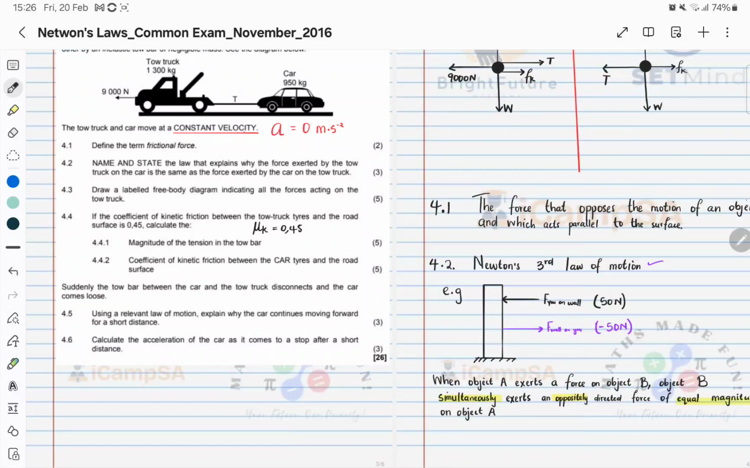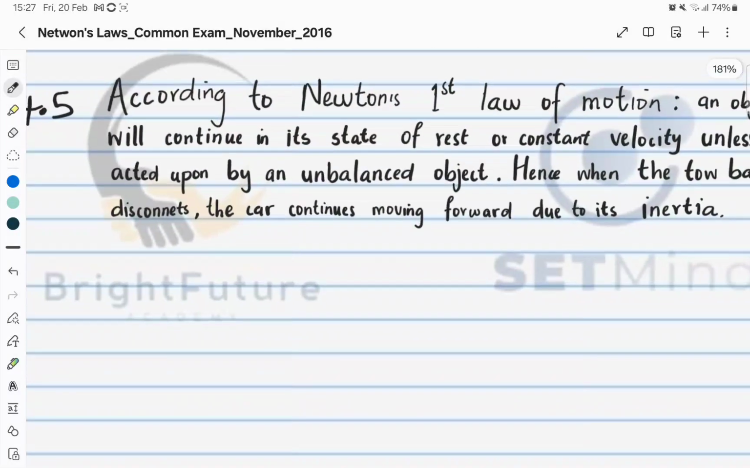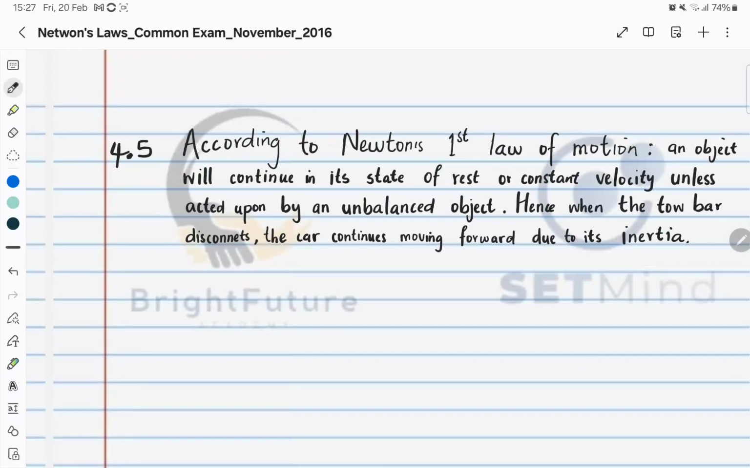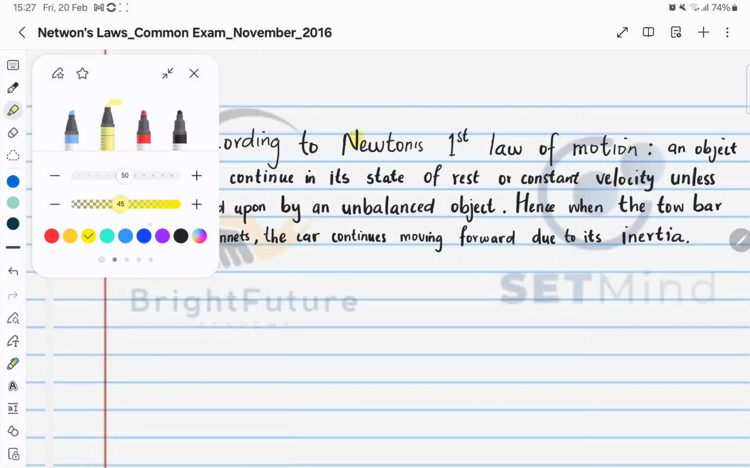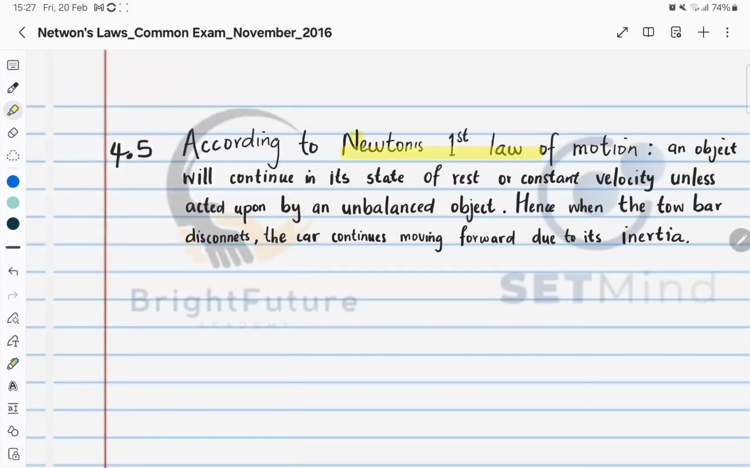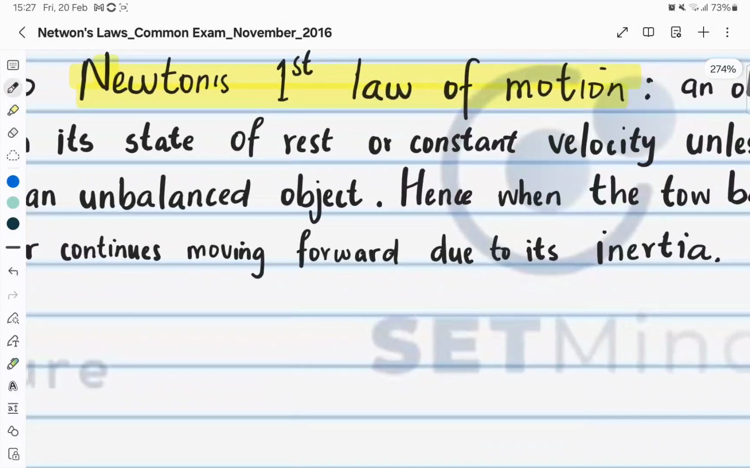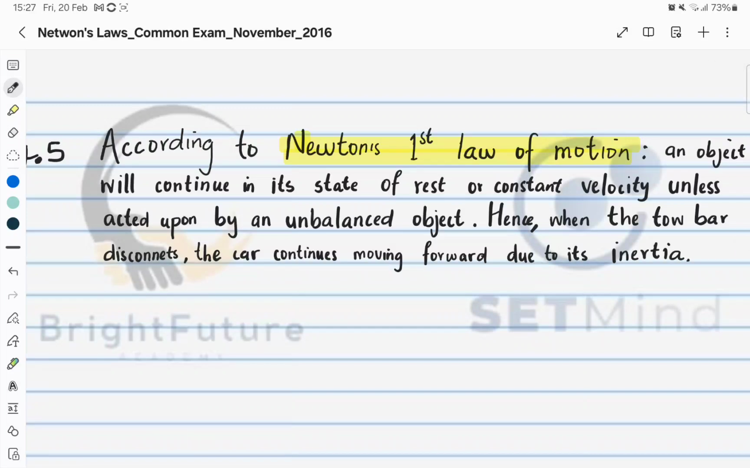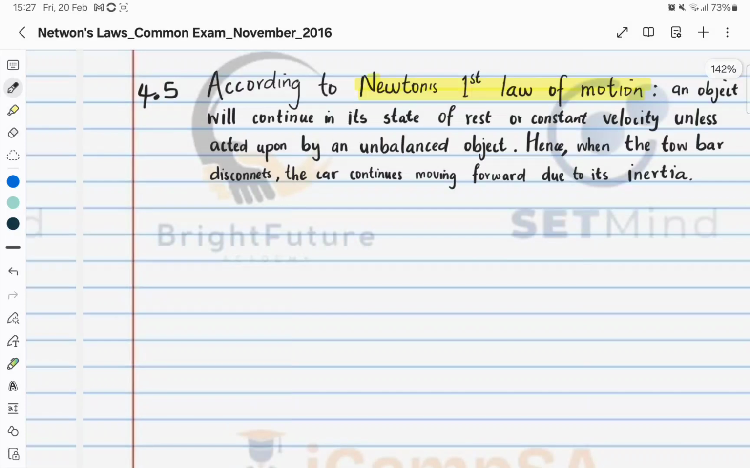And then this, yes. So I've written it here for you to check out. Oh, my 5 looks funny. Good. So according to Newton's first law of motion, an object will continue in its state of rest or constant velocity unless acted upon by an unbalanced force. Hence, when the tow bar disconnects, the car continues moving forward due to its inertia. Basically, everything I just said, I wrote it there so that you can see it too.